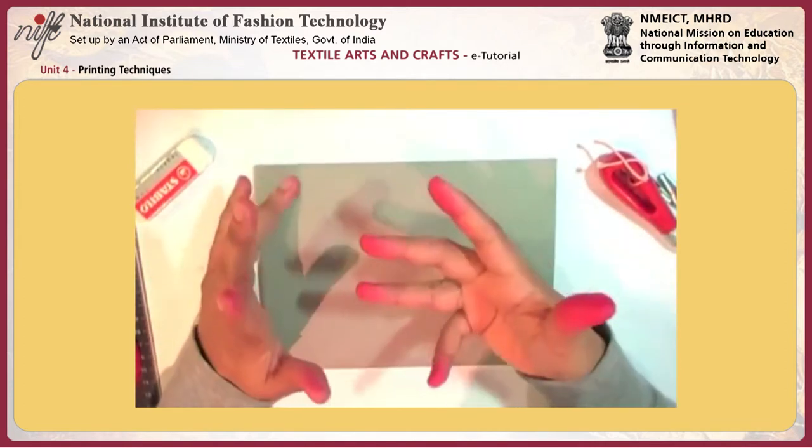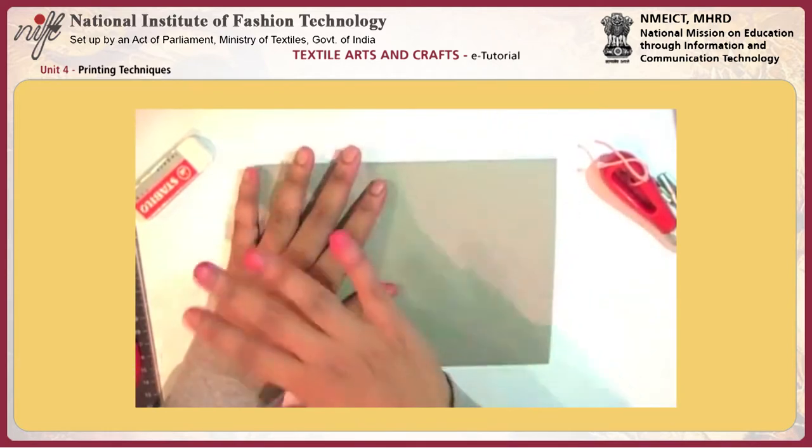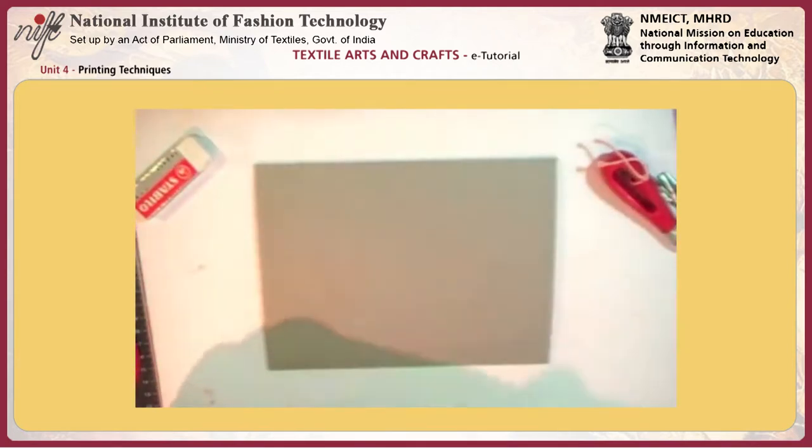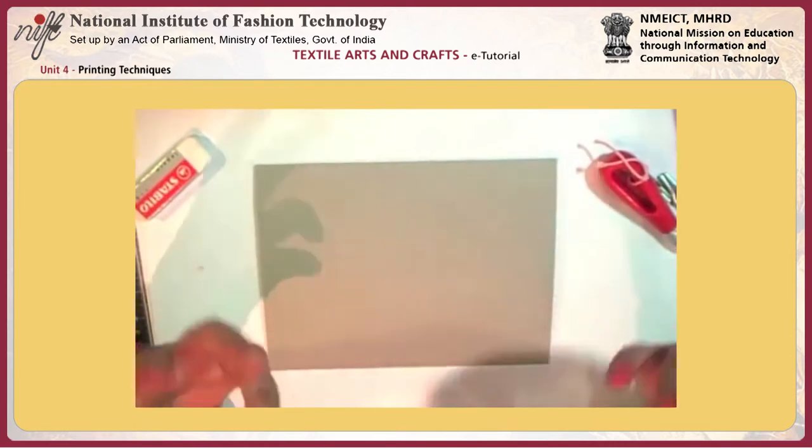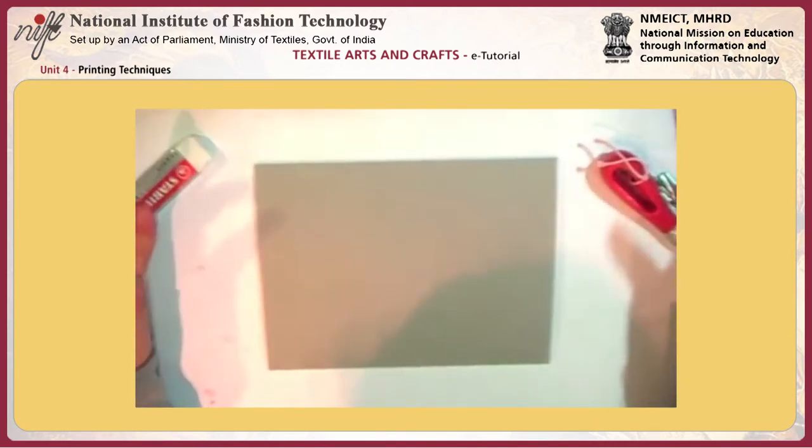If you print on yellow paper, the carved outlines would be yellow on your paper, and so on and so forth. It's very difficult to understand this process unless you see it in action.